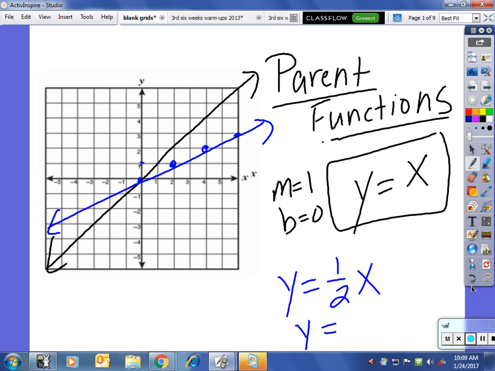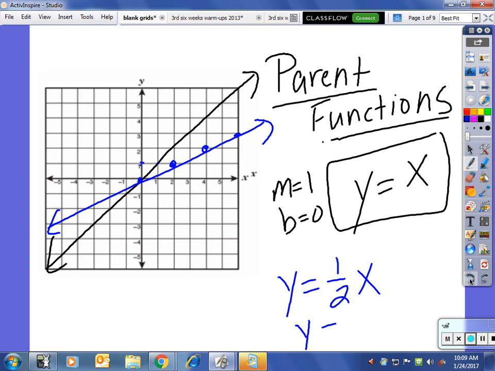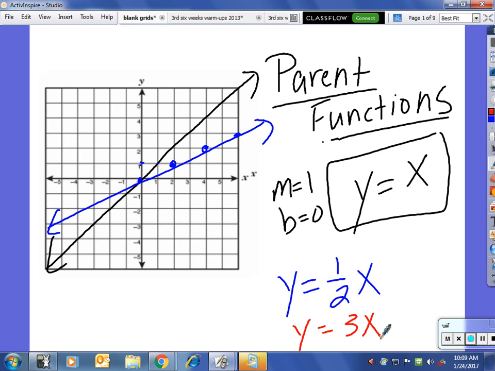Y equals, let's make it 3x. That would absolutely make it steeper. I'm going to do this one in red. Y equals 3x. Now what stayed the same? The y-intercept is still at 0, but this time I'm rising 3 and only running 1. I'm going up 3 and over 1. Look how much steeper that red line got.